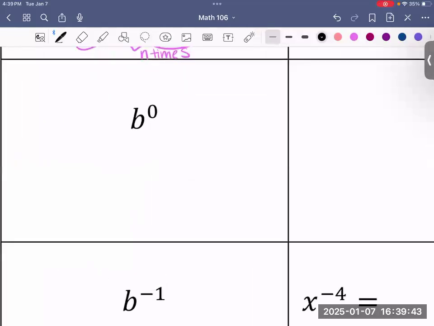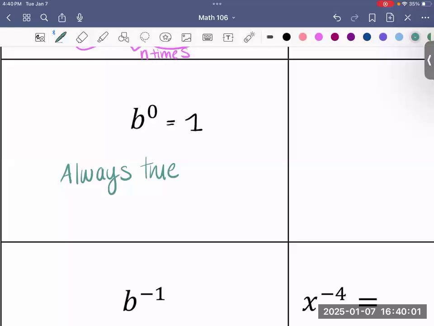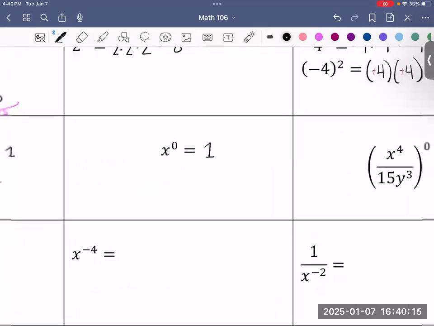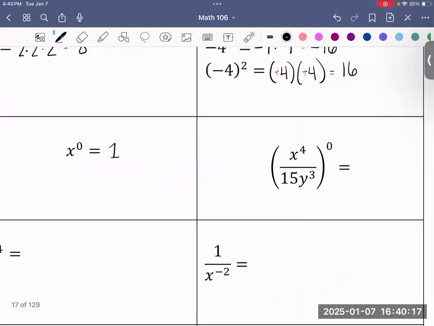Now, this is the 0 rule. So if we have b to the 0 or anything to the 0 power, it's not going to equal 0. Instead, it equals 1, which is super nice for us. And this is always true. Whether that is a variable to the 0 or a number to the 0, however complicated, if it's raised to the 0 power, it's equal to 1. So x to the 0 is equal to 1. And this whole thing on your other side, for example 2, is also equal to 1.